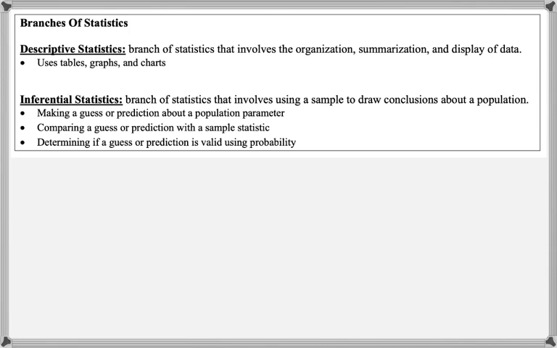The second branch is Inferential Statistics, and this is the branch of statistics that involves using a sample to draw conclusions about a population. So this is things like making a guess or prediction about a population parameter, comparing a guess or prediction with a sample statistic, and determining if a guess or prediction is valid using probability.